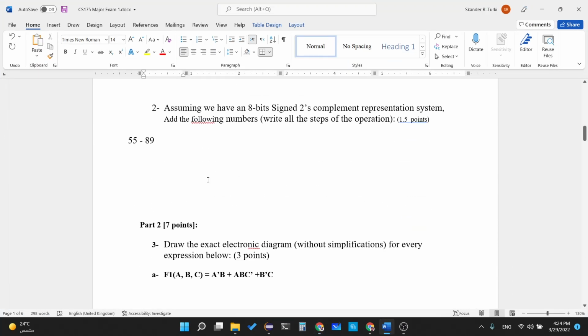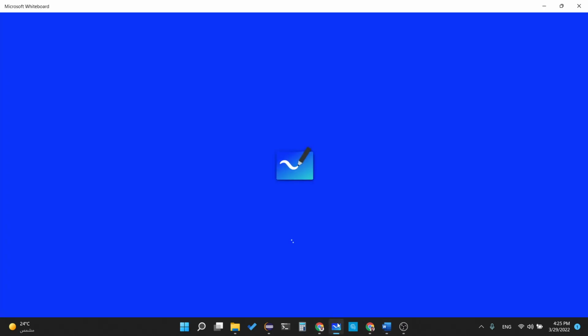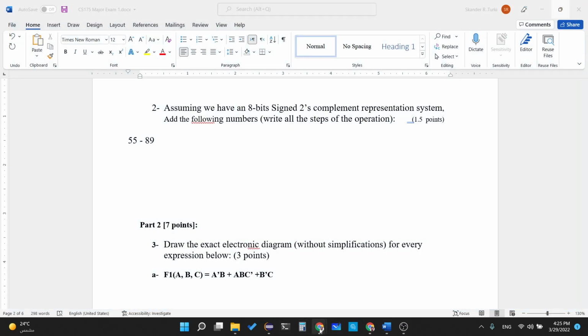Okay, let's go to the next question here on the exam. So you have this operation, and you need to do it. This is 55 minus 89 using the sign 2's complement representation system. Okay, so you have to make the conversions first. This is not the one.